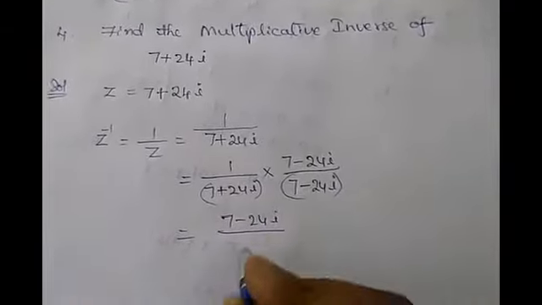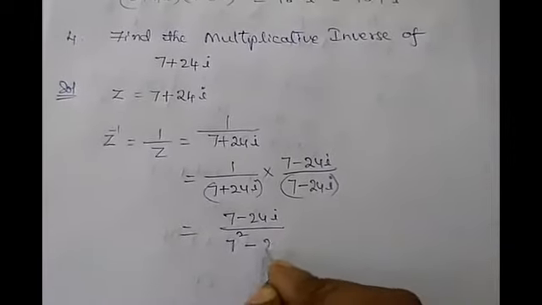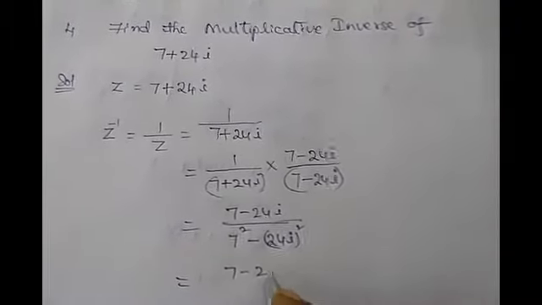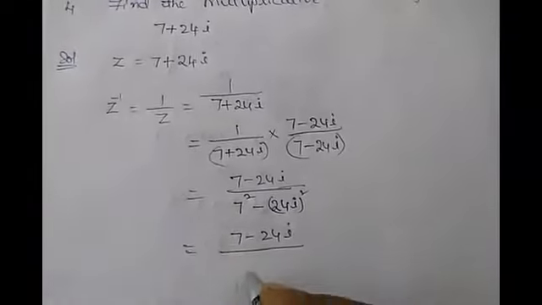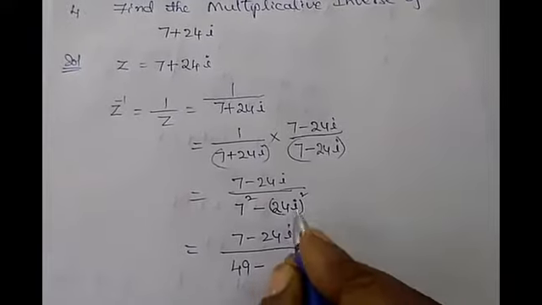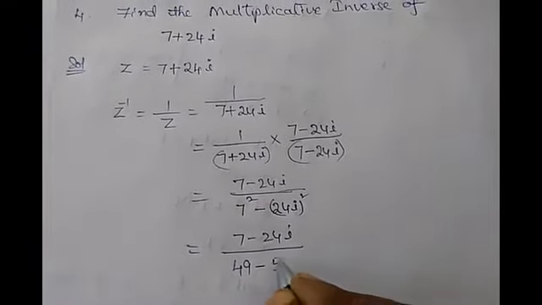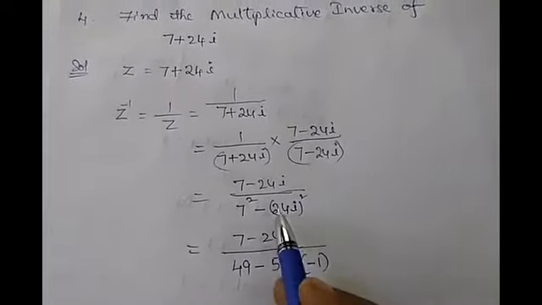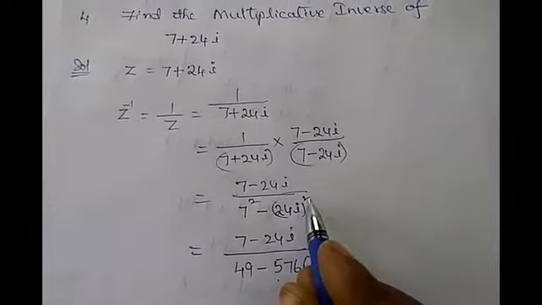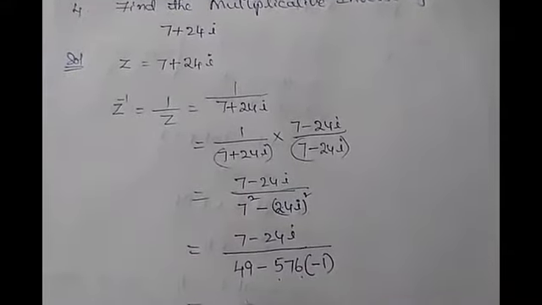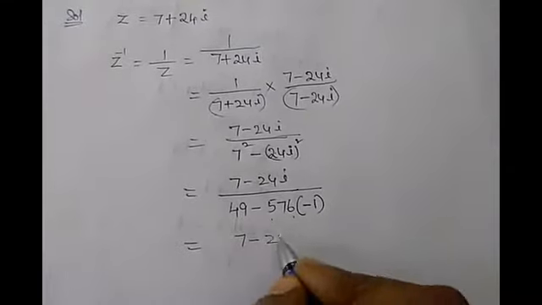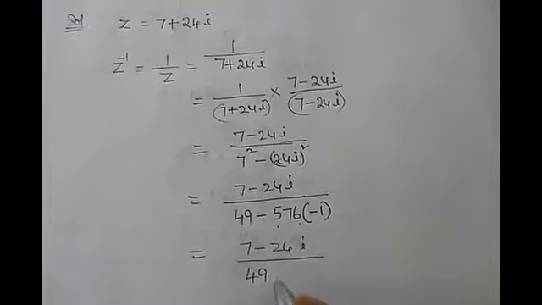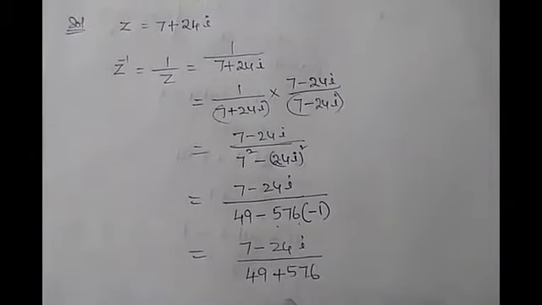So a square minus b square. 7 square minus 24i whole square. 7 minus 24i by 7 square is 49, minus 24 square means 576 into i square, which means minus 1. Understood? 24 square is 576 and i square is minus 1. That is equal to 7 minus 24i by 49 minus of minus, plus 576.